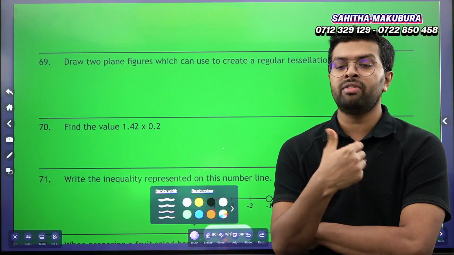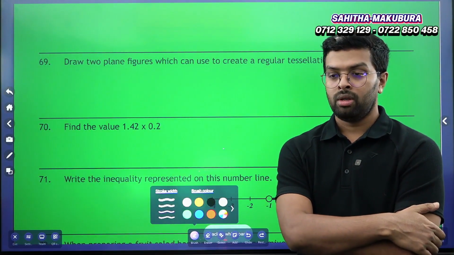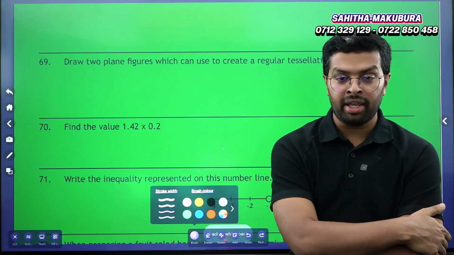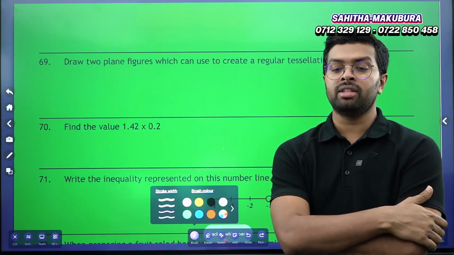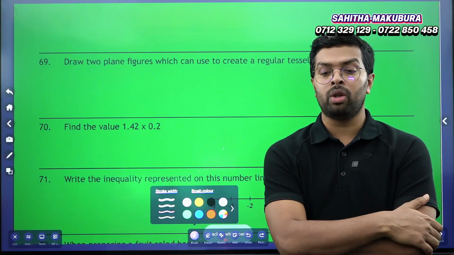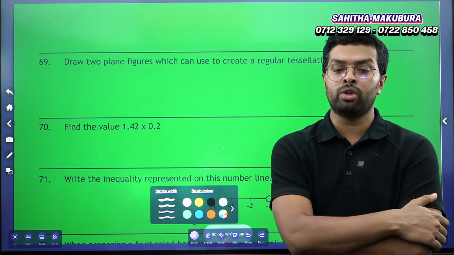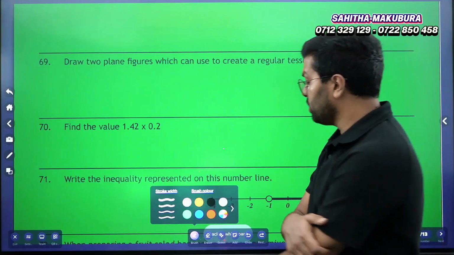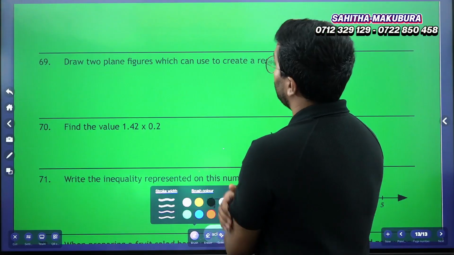An equiangular triangle, otherwise equilateral triangle, is a regular polygon, right? A square is a regular polygon. All the sides are equal, all the angles are equal. A regular pentagon is a regular polygon. A regular hexagon is a regular polygon. Now, can we use all these types of regular polygons in order to construct regular tessellations? No. So, what are the possible polygons that we can use?